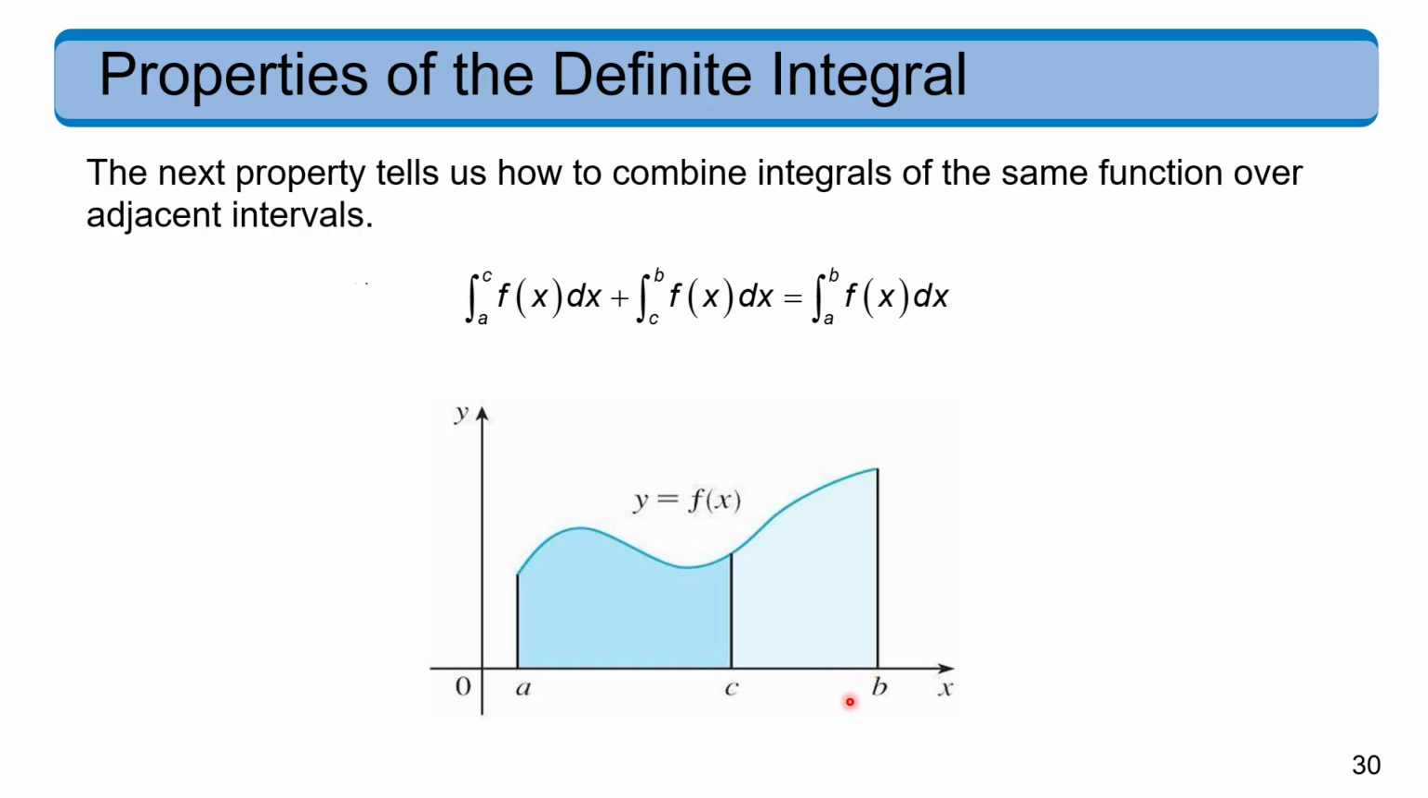And so in terms of areas, on the left we have the area below f from a to c, so that's this darker blue area, plus the area from c to b, which is this very light colored area. And clearly, when you add those two areas up, you get the area under f over the bigger interval from a to b, which is represented here. So the graphical interpretation of this makes it very clear why this property is true.